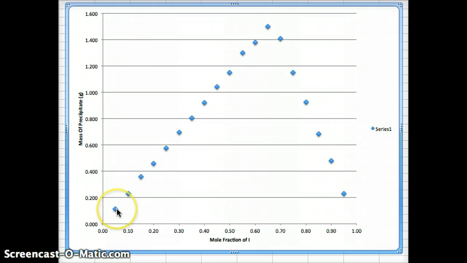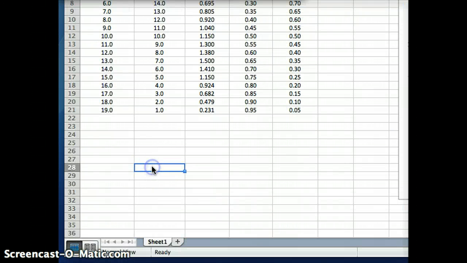So once again, you want to draw two best fit lines, one going with one series of plotted points, one going with the others. Where these intersect is where you want to read the mole fraction of the iodide ion. So if the mole fraction of the iodide ion is 0.67, then the mole fraction for the lead ion would be 0.33, because of course both of these would have to add up to 1.